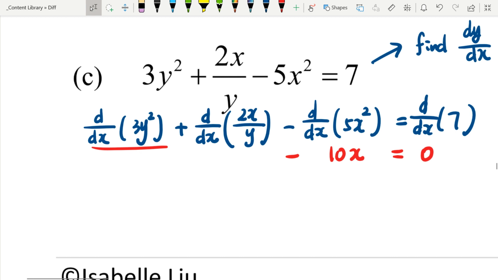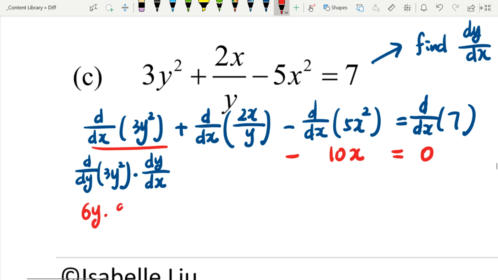So I also need d/dx of 3y squared. What I can do here is change that to d/dy of 3y squared, but at the same time I need to multiply by dy/dx to make it equivalent to the top line. It's the same idea I just introduced for the right-hand side. So what we have here is 6y times dy/dx. Do not worry about the dy/dx, just leave it. That's the thing I'm trying to find.